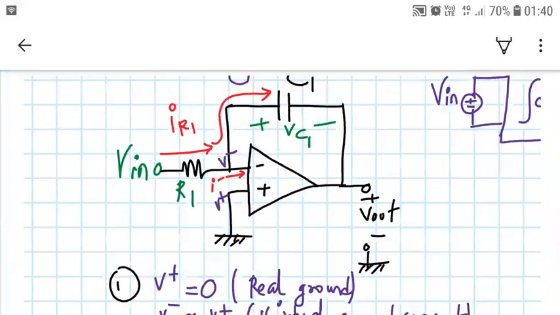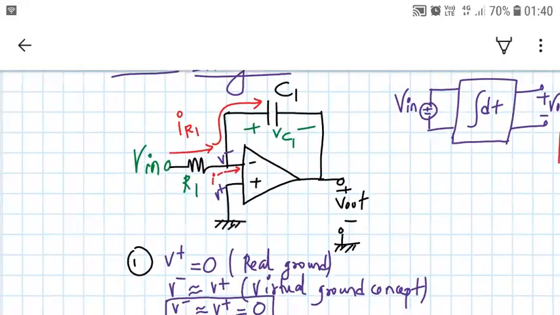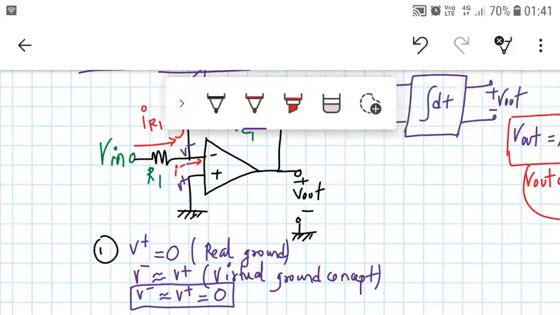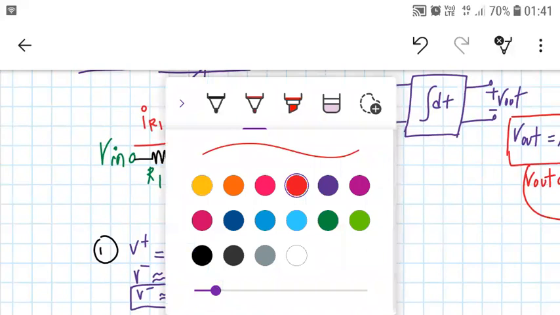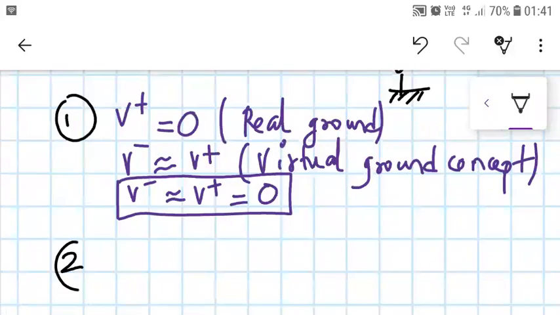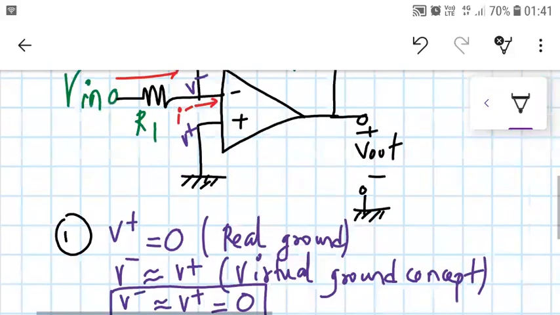Okay, so from the circuit, step number one is that V plus is real ground, so V minus is approximately equal to V plus, which is the virtual ground concept. Since V plus is 0, V minus will be approximately equal to 0. So that completes our step number 1. Now step number 2, let us analyze the circuit.